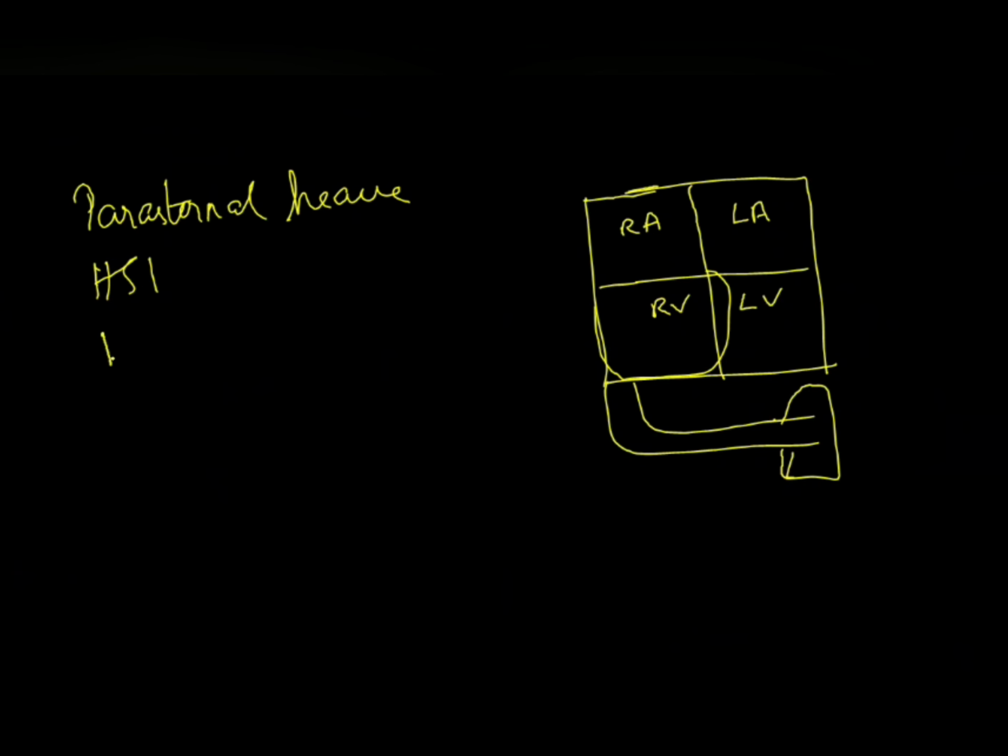But what happens to the second heart sound? Normally your second heart sound has two components. One is called the aortic component and the second one is called the pulmonary component. So first you get the aortic component and second you get the pulmonary component.